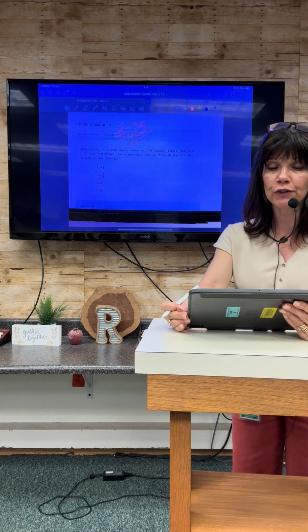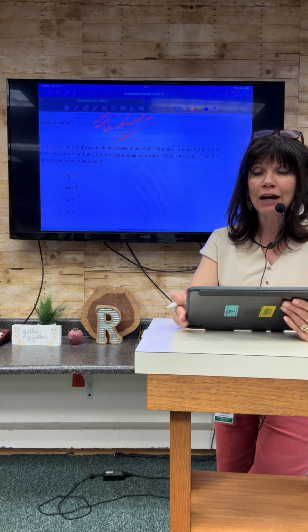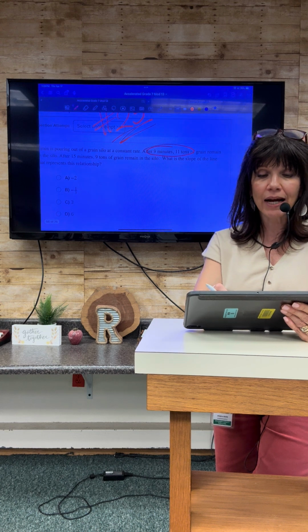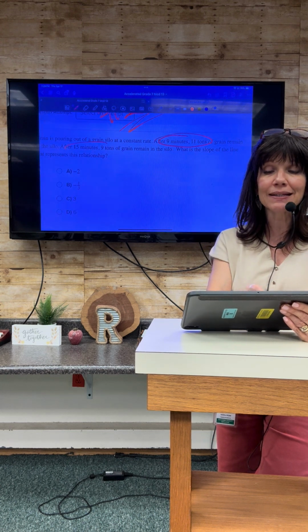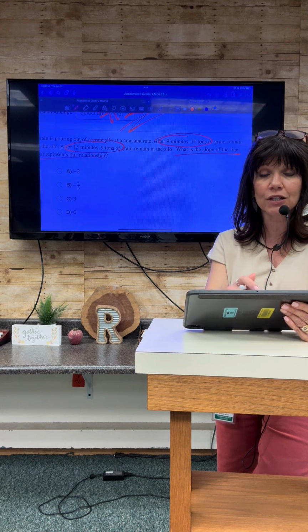Grain is pouring out of a grain silo at a constant rate. Oh, we're talking about this, I remember now. After 9 minutes, 11 tons of grain remain in the silo. After 15 minutes, 9 tons of grain remain. What is the slope of the line that represents this relationship?